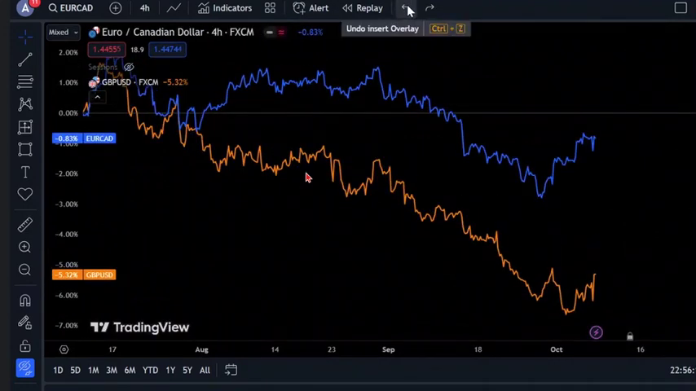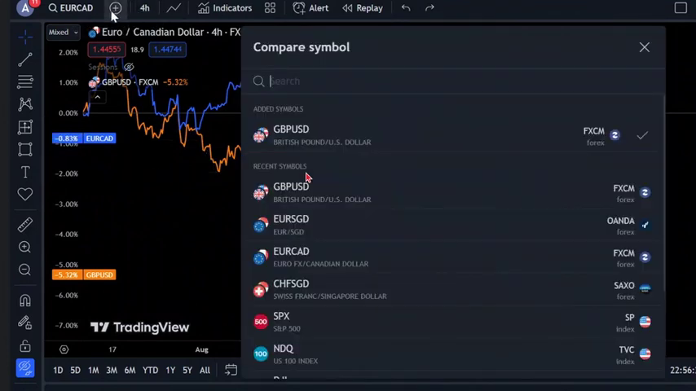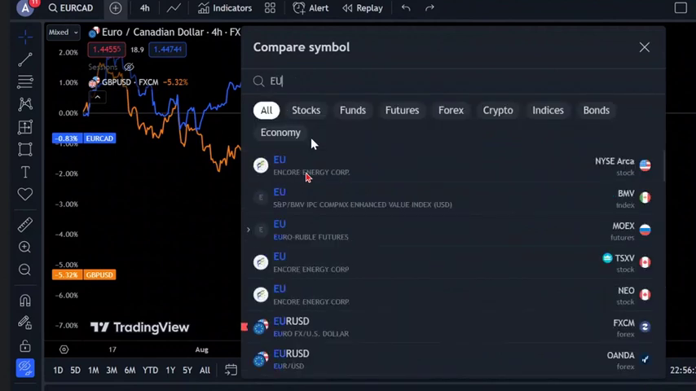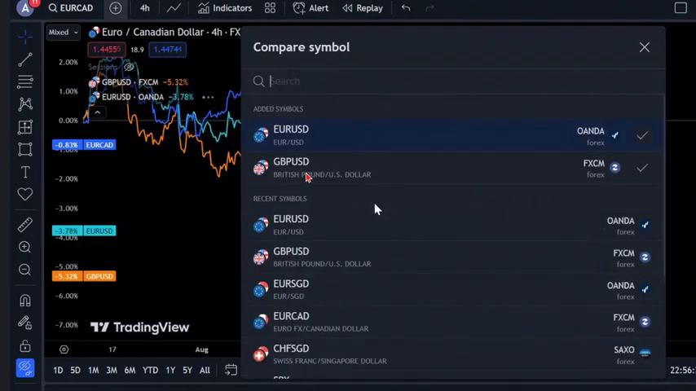Okay. Now click on plus again and click on Euro USD. You've got to find a different broker. Go down, type in Euro USD and find another broker. Yeah, like right there. Try that one. Okay, boom.